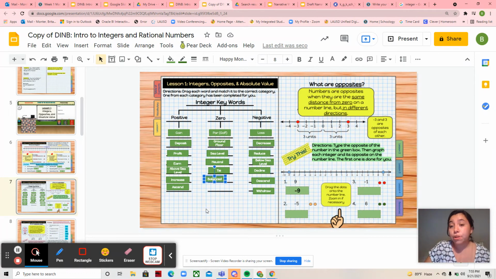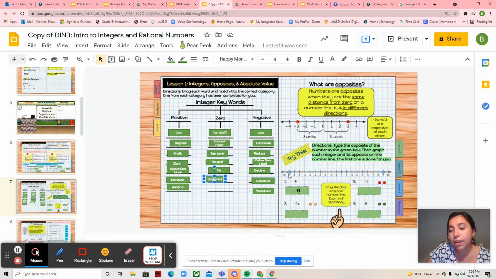Now here's an example of our number line here, right? So we know that opposites are numbers that are the same distance from 0 on a number line, but in different directions. Like I said, negative 3 and 3 are opposites of each other. So what we're doing is we're going to type the opposite of the number in the green box. Then graph each integer, each number, on its opposite number line. And the first one is done for you.